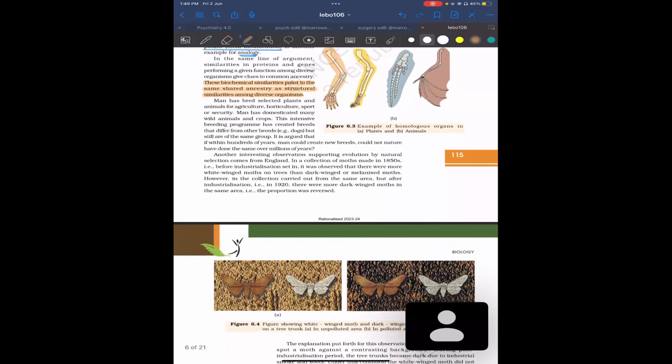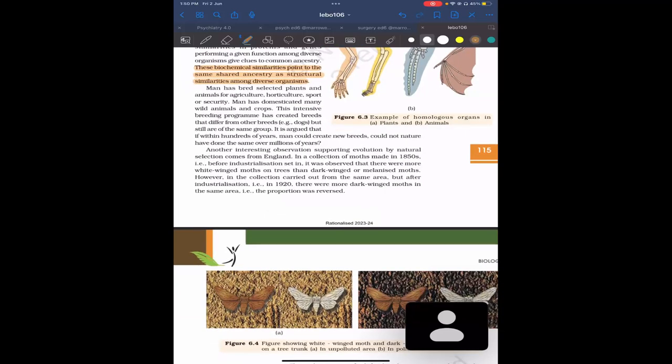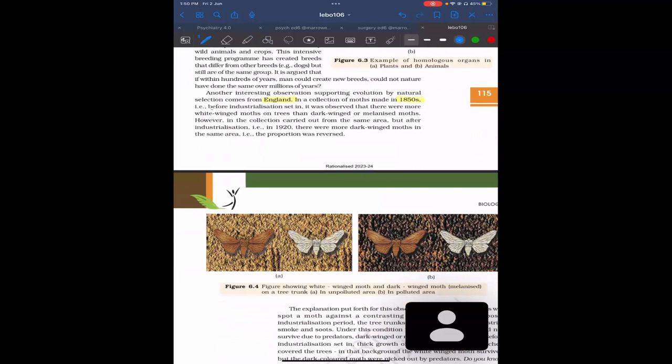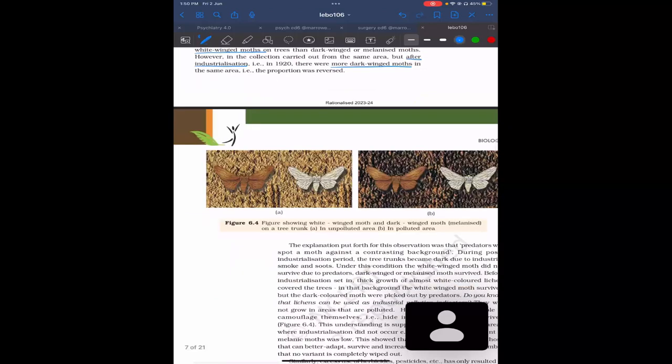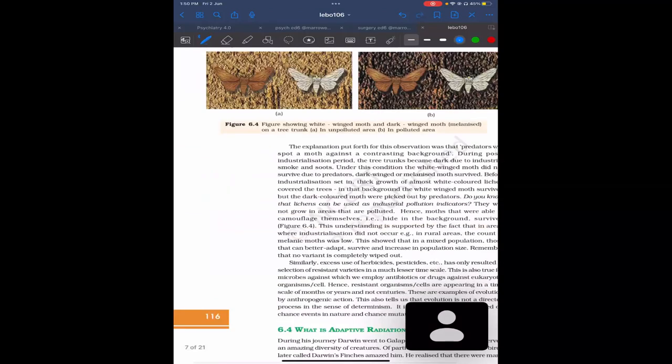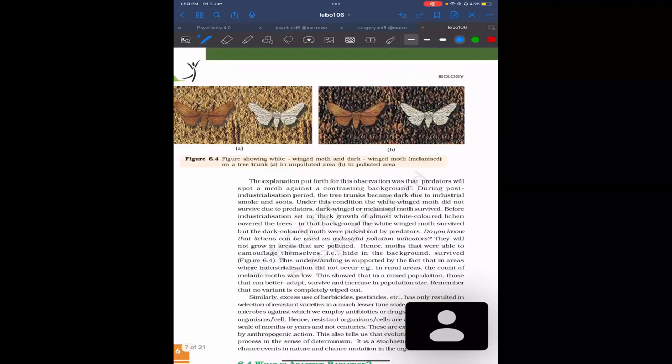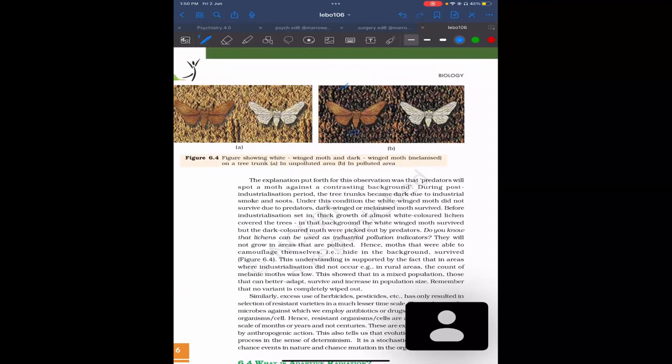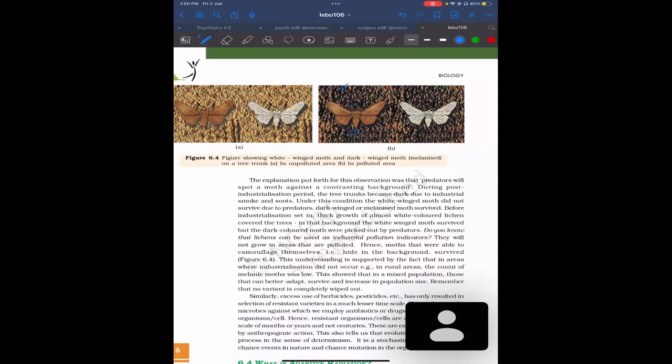Now here again there is some data given which you need to learn. In England in the 1850s, here also there will be talk of moths. Before industrialization, the moths were white winged, because the trees were also of a lighter color, but after industrialization there were more dark winged moths. Why did this happen? The reason is that after industrialization, because of production and carbon emission, the increase made the color of the tree bark dark. And because of the darkness of the bark, the dark colored moth could blend in better with the tree bark, and that helped save it from predators.